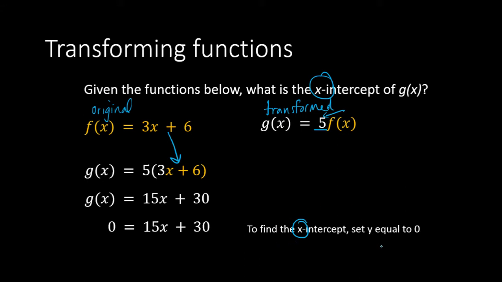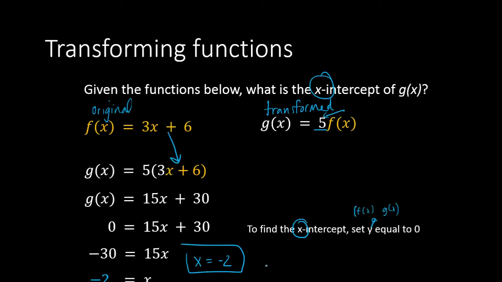So I've set y equal to 0. So 0 equals, in this case, y could be the f of x or g of x, right? These are all the same. So 0 equals 15x plus 30, and I solve for x. I find that x equals negative 2.